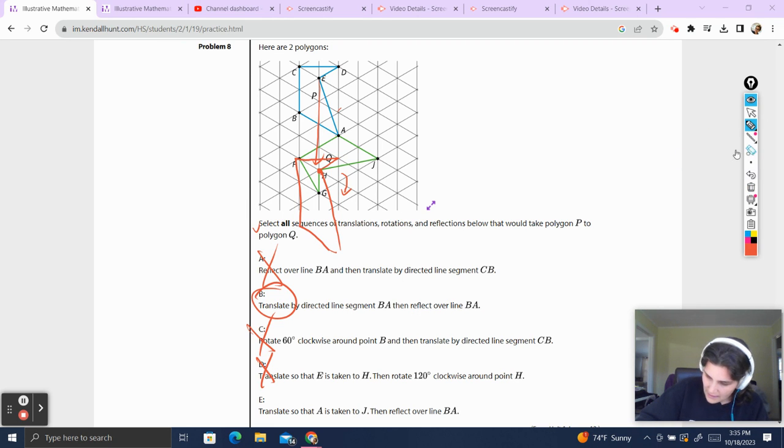And let's check F as our final answer. Translate so that A is taken to J. A goes to J. Ooh, I like it. So this whole guy slides up the same distance. Each point is dragged up the same amount. And then reflect over line BA. Oh, we reflect. Yep, this one looks good.